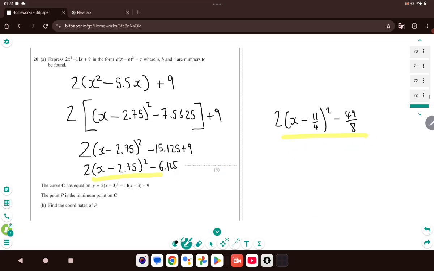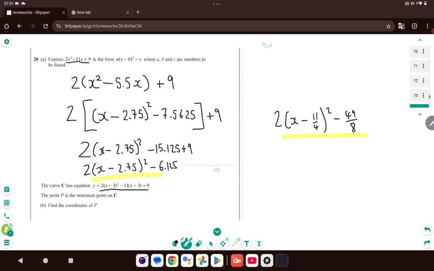So we've got the curve C has equation y equals 2 bracket x minus 3 squared minus 11 bracket x minus 3 plus 9. The point P is the minimum point on C. Find the coordinates of P. Now, B is related to A. I don't know if you've noticed here, but this is 2x squared minus 11x plus 9. And here it's exactly the same. Instead of x, you've got your x minus 3.